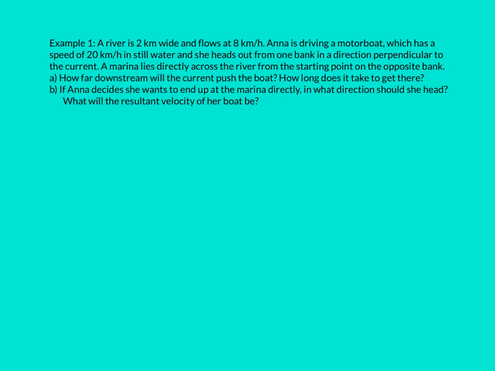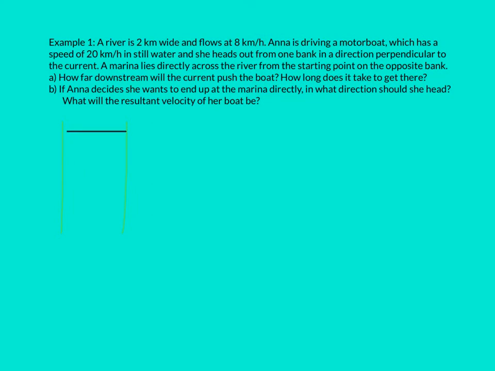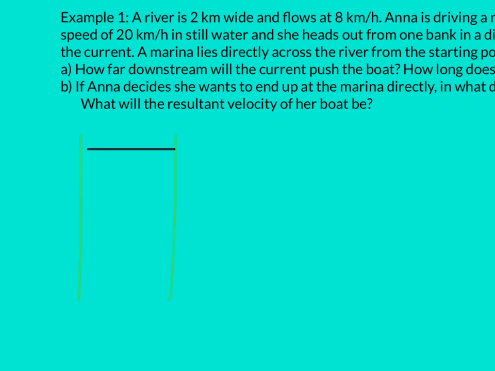So we have a river that's 2 kilometers wide. So here's perhaps the banks of my river, and I know that this river is 2 kilometers wide, and it flows at 8 kilometers per hour. So we also need to know where up and downstream are, because current will flow downstream.